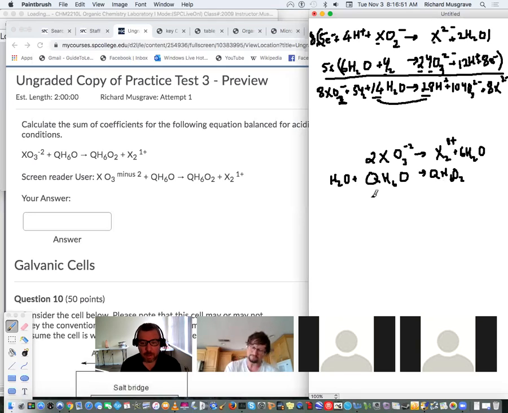Now on the top one, as far as hydrogens go, we need 12 H pluses. And on the bottom one, let's see, so we've got 2. It looks like you only need 2 on the right side. That's right. Now the electrons are easy on the bottom one, it's just 2 electrons. Now what about the top? How many do we need on the top?